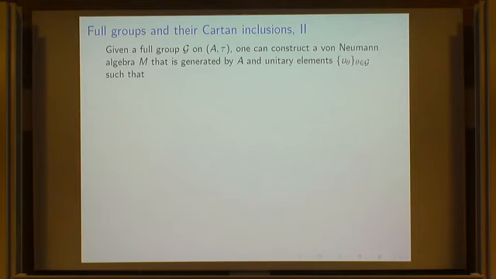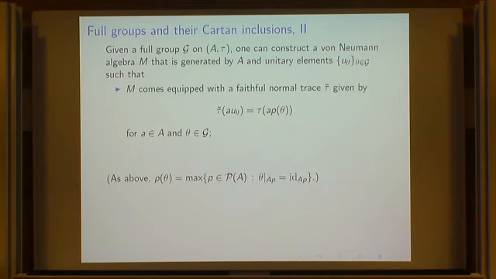Okay, so yeah, given a full group, you can construct this von Neumann algebra M, which is going to be generated by A and unitary elements indexed by elements of the full group, such that M has a faithful normal trace on it, which we needed for all this machinery to work. It's defined like that. Moreover, A in M is a Cartan inclusion, and these unitaries implement the action in this way. So just from this data of the full group and the von Neumann algebra A, you get this M.